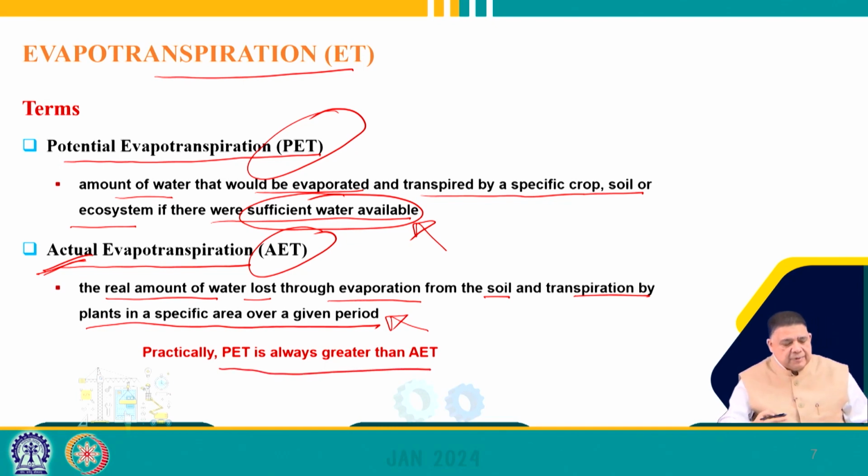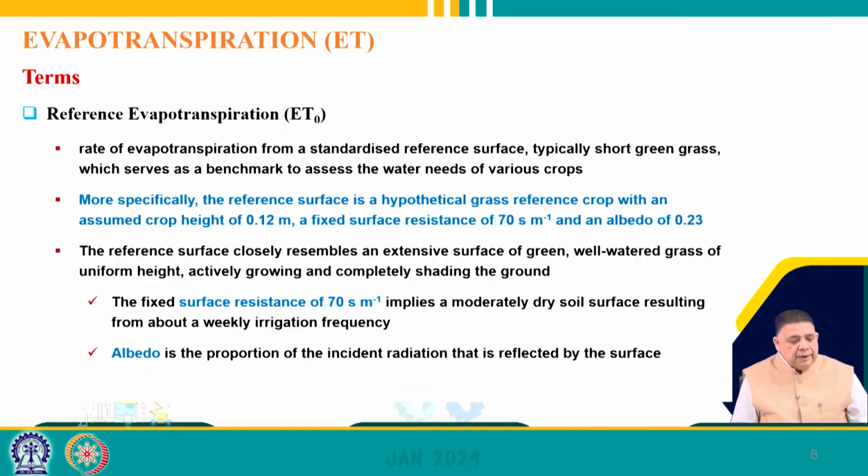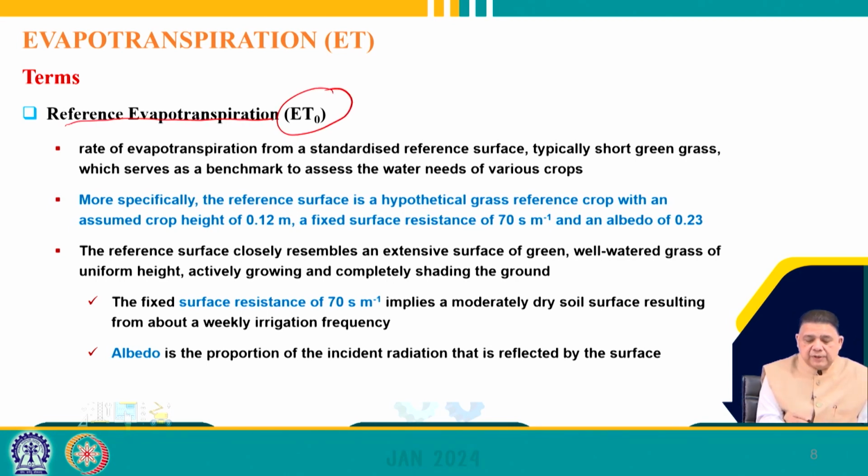These are the two very common terms, PET and AET, which you will find in textbooks or journal papers. Then another important term is reference evapotranspiration, ET0, where 0 or naught is used as a suffix. It is defined as the rate of evapotranspiration from a standardized reference surface, typically short green grass, which serves as a benchmark to assess the water needs of various crops.